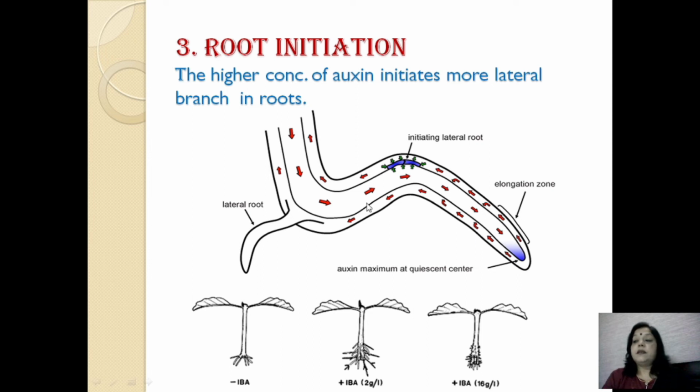But for this, indole butyric acid and naphthalene acetic acid are used by plant growers because these synthetic auxins are more effective in new root initiation, and these roots are not easily destroyed and persist for a longer time. Here in this picture we can see how indole butyric acid promotes the growth of little buds.